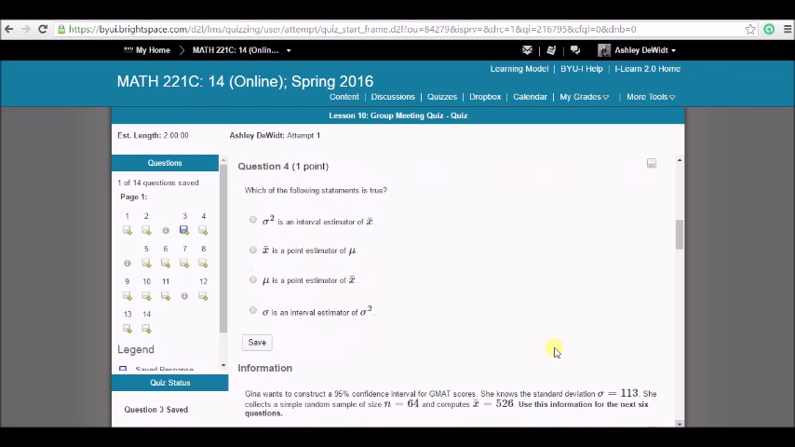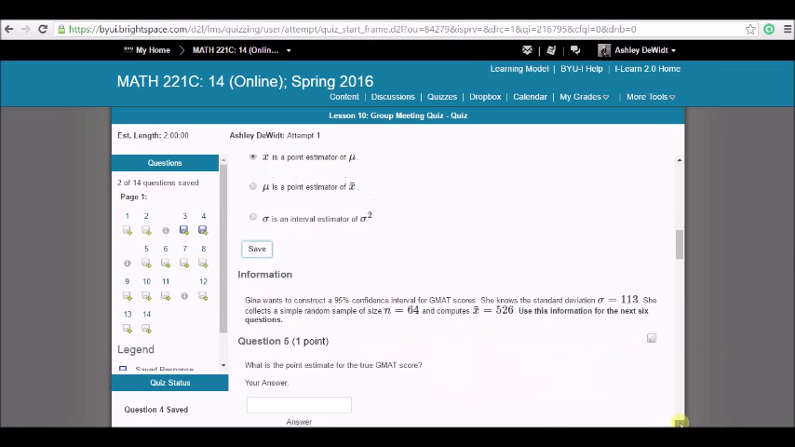Which of the following statements is true? My thought was the second one down. What do you think? I mean, it's as good a guess as any. Right.